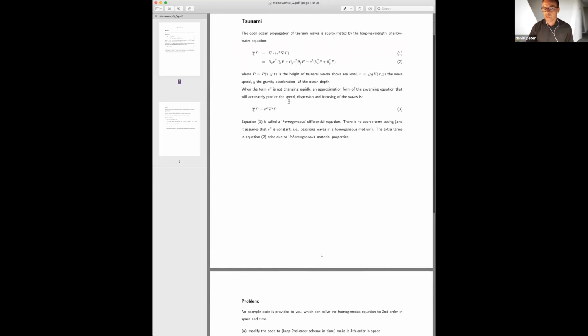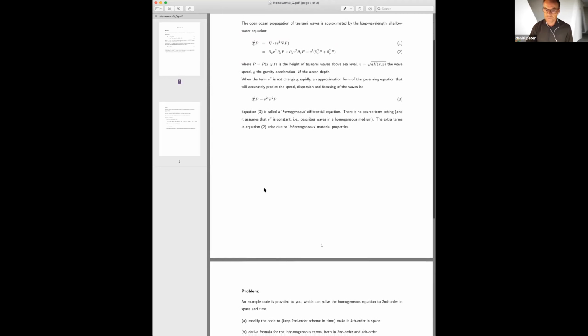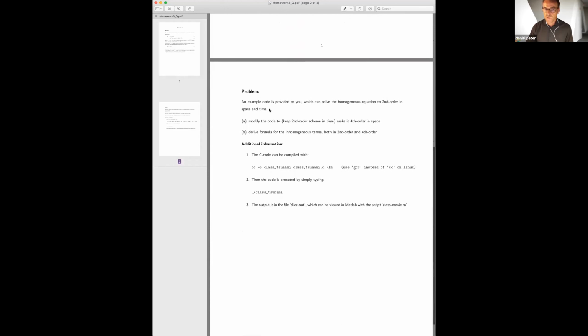And now we can obviously play a bit, see how accurate is that assumption that the wave speed is constant compared to actually allowing the wave speed to vary with the ocean depth. So the problem is basically mostly this. First, figure out what's the fourth order scheme in space. And then see how we can compare the homogeneous versus the inhomogeneous wave speed case.